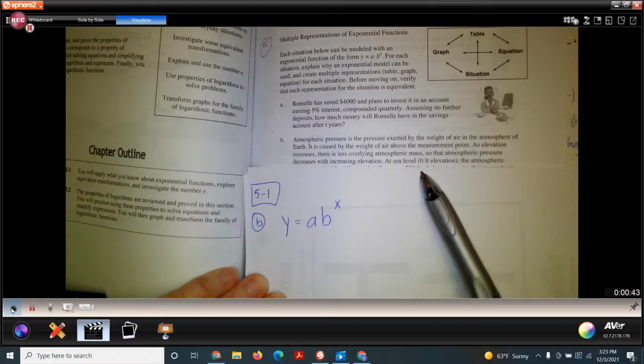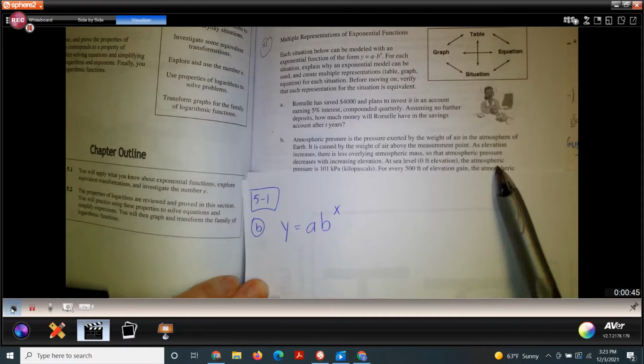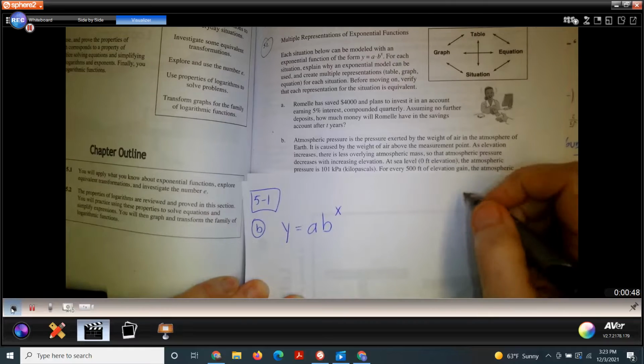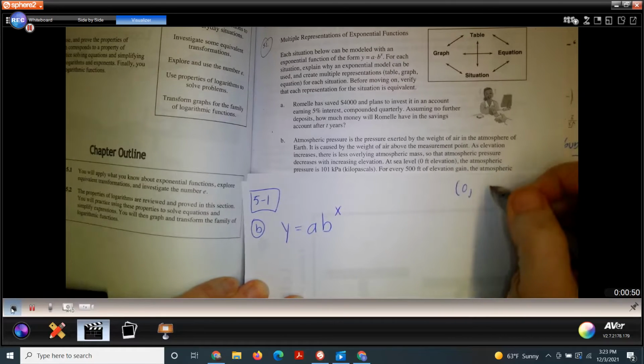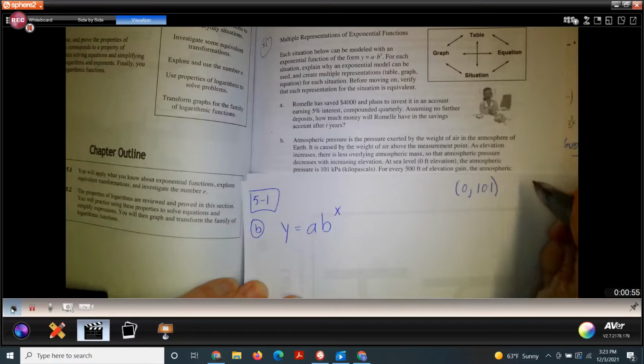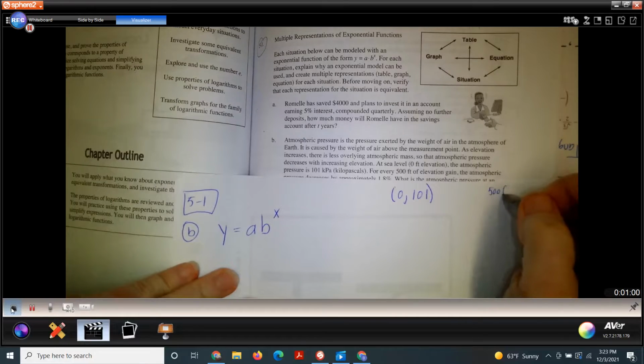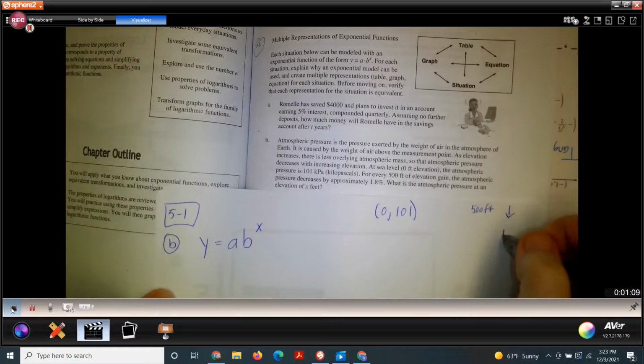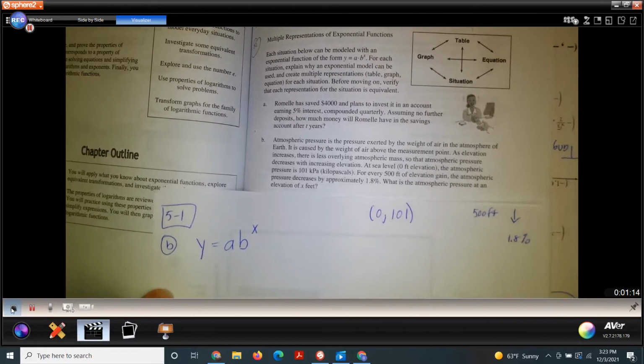At sea level, which is 0 feet, the atmospheric pressure, I want to write that down, the atmospheric pressure is 101. For every 500 feet of gain, the atmospheric pressure decreases by 1.8%. What is the atmospheric pressure at an elevation of X feet?